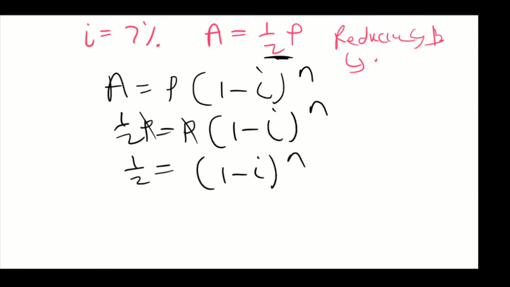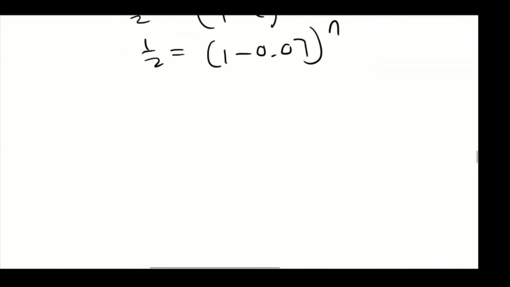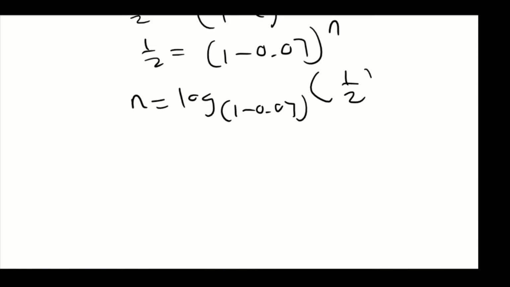And our i is 7%, right? So it's going to be half equals 1 minus 0.07 to the power of n. So we want to find n. So we're going to use log. So it's going to be n equals log base 1 minus 0.07 of 1 over 2. Then our n value should be 9.55 years.